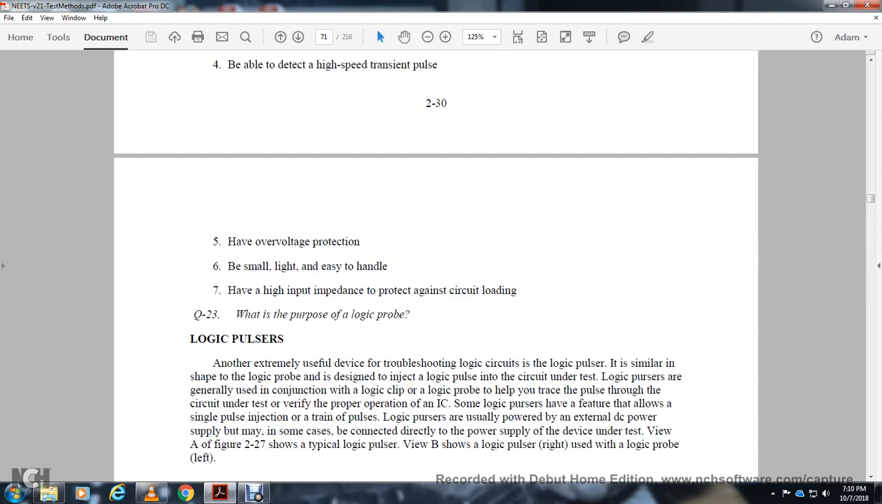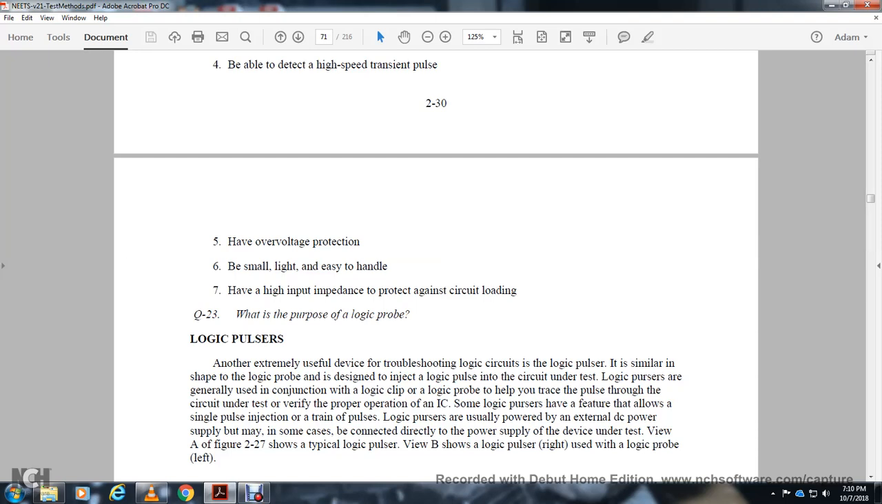Logic pulsers. Another extremely useful device for troubleshooting logic circuits is the logic pulser, similar in shape to the logic probe. The logic pulser is generally used in conjunction with the logic probe to help trace the pulse through the circuit under test and verify the proper operation of the integrated circuit. The feature allows a single pulse injection or a train of pulses.